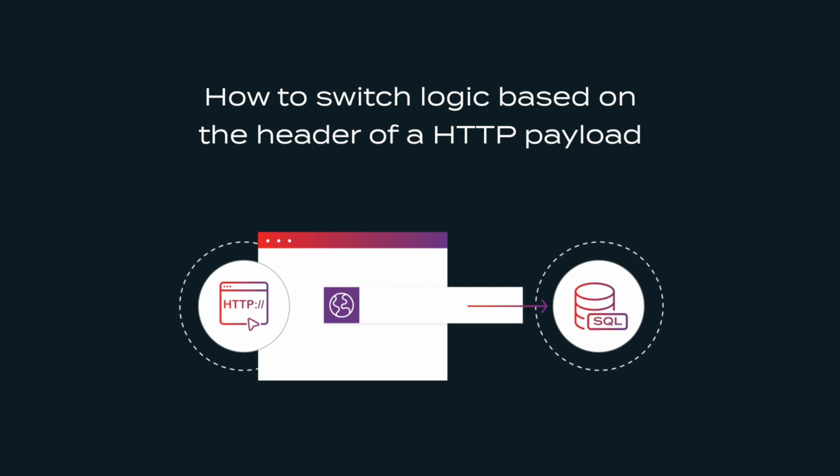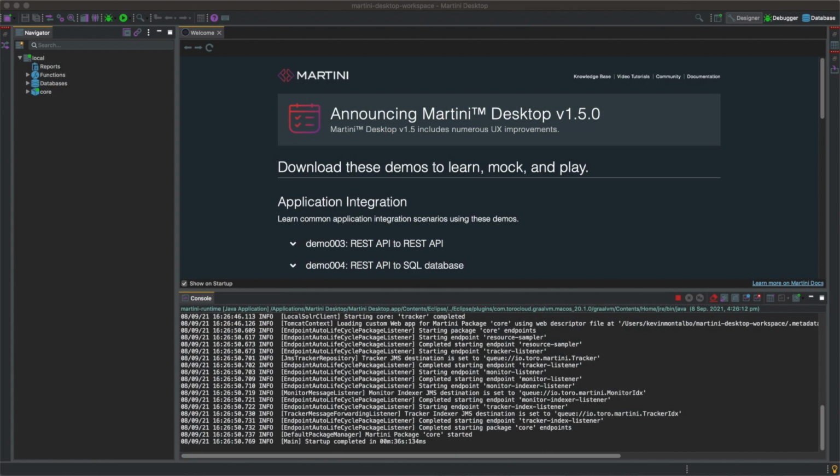In this use case, we'll accept a payload via HTTP, inspect the header of the request, and then, depending on the value in the header, write the payload to an SQL database. You can run this demo on any edition of Martini, including the free Community Edition.